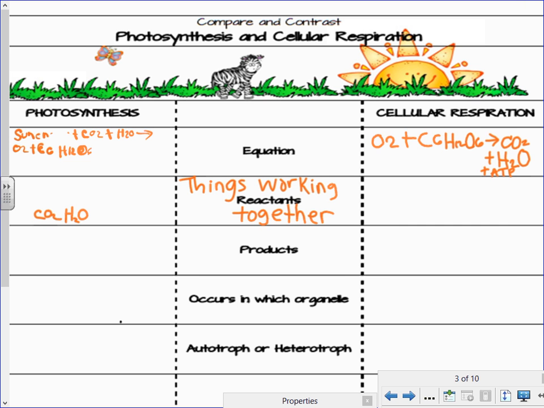And is there anything else working together with those things? Look at the equation. No, oxygen is not working with it. What else does a plant need? The sun's energy.